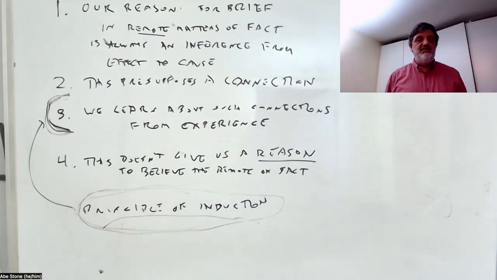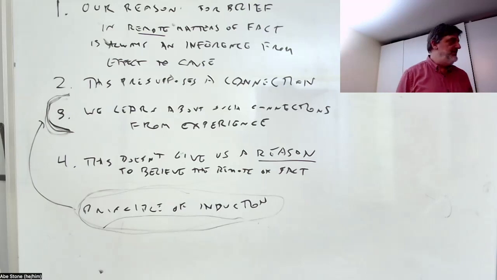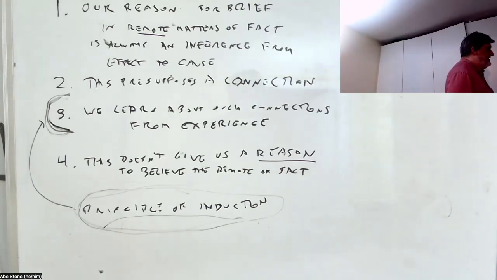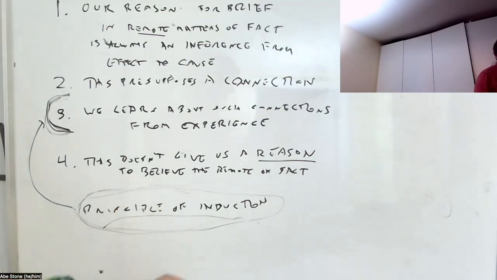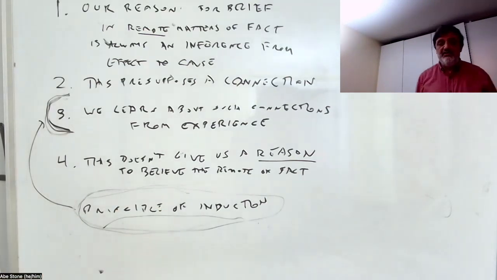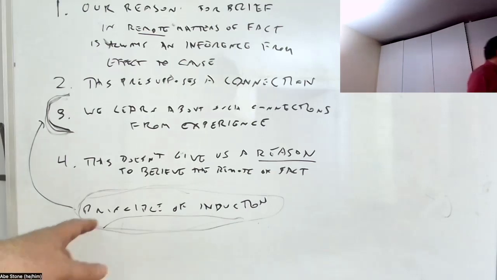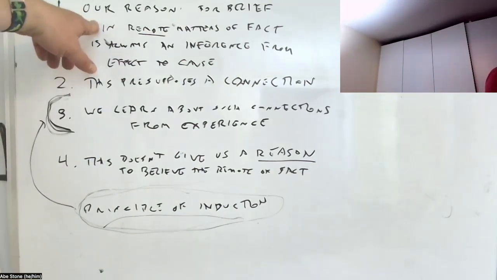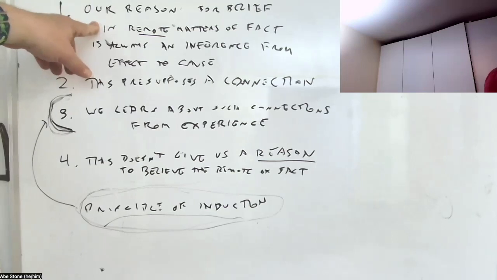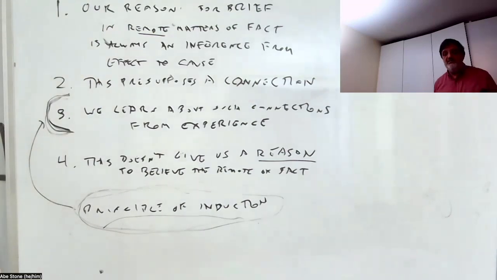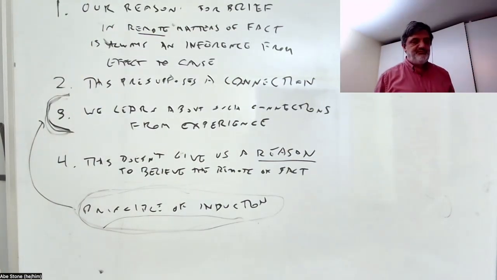So if it's not demonstrative, that is, it's not based on relations of ideas, the only alternative is that it's about matters of fact, right? That is, it's not impossible that this principle would be wrong, but as a matter of fact, it's right. But then that would mean that we have to have learned this principle by an inference from effect to cause.